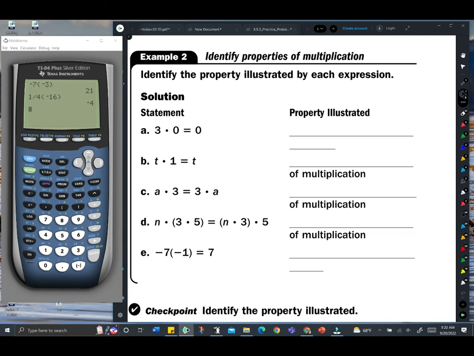Let's see some other examples of how these properties are illustrated. Basically, I'll give you an expression, and you just need to tell me what property is being utilized. 3 times 0 is 0, so anything times 0 is 0. That is our 0 property. Anything times 1 is itself. When you think of that, itself makes sense to be the identity property.